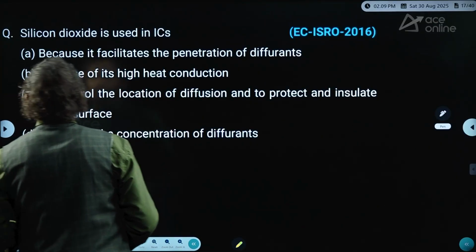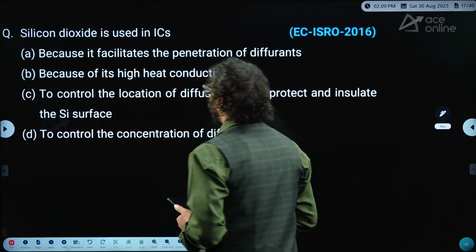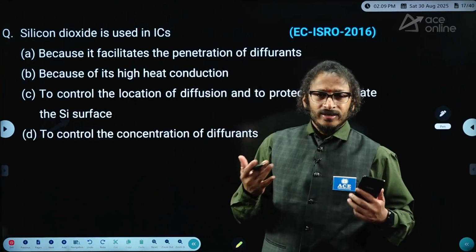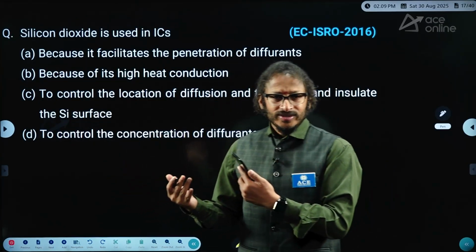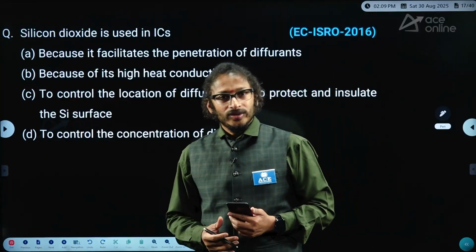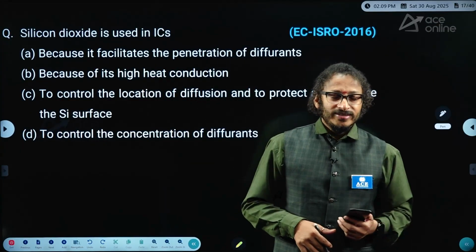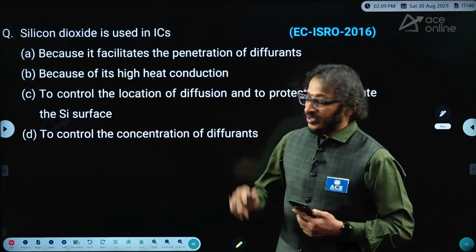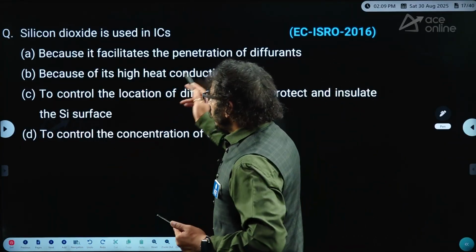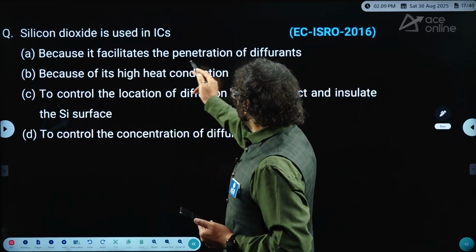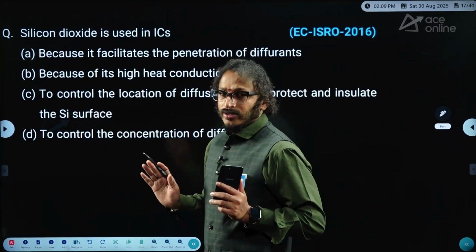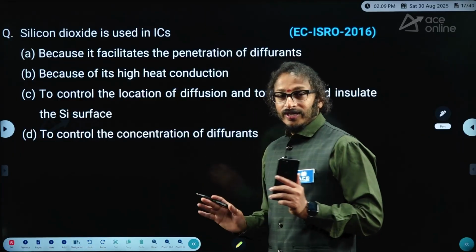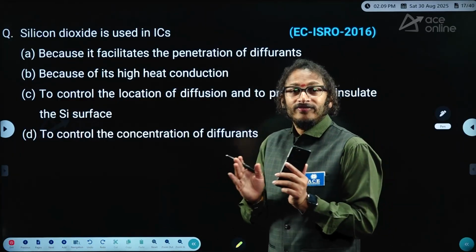Anyways, come back with one more question. Have a look carefully. Silicon dioxide is used in integrated circuits. Yes, I can easily get this answer directly, dear students. As I told you while discussing a p-n junction diode, what is the need of using silicon dioxide? I have clearly explained. And while discussing a MOSFET, I discussed the need of using silicon dioxide. Check out the options. Because it facilitates the penetration of diffusions? No, it is not exactly. And because of its high heat conduction? No, it will control the diffusion of carriers.